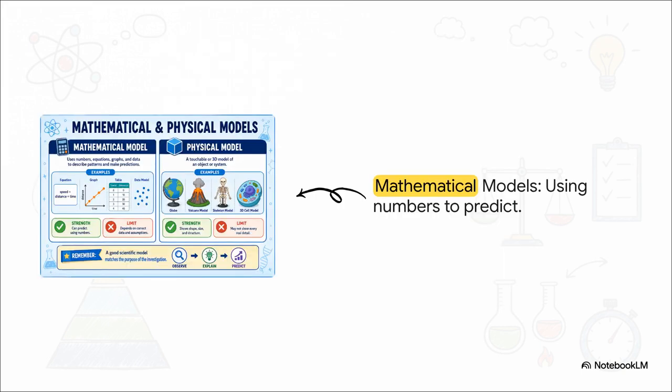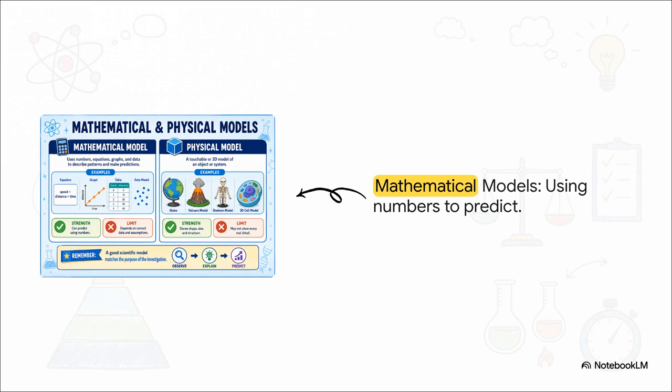Our third tool is the mathematical model. This is where scientists bust out the numbers, the equations, graphs, and hard data to describe patterns. For instance, the classic equation, speed equals distance divided by time. By relying on concrete data, scientists can uncover hidden patterns and make some seriously precise predictions.